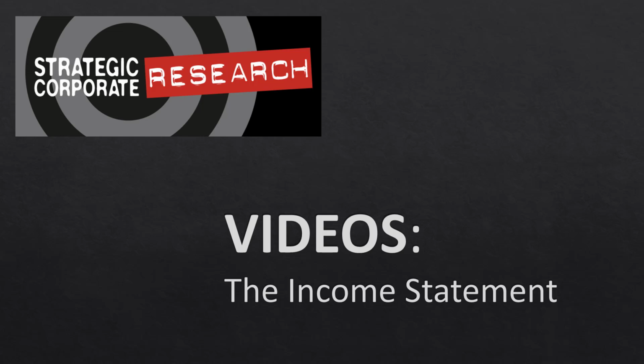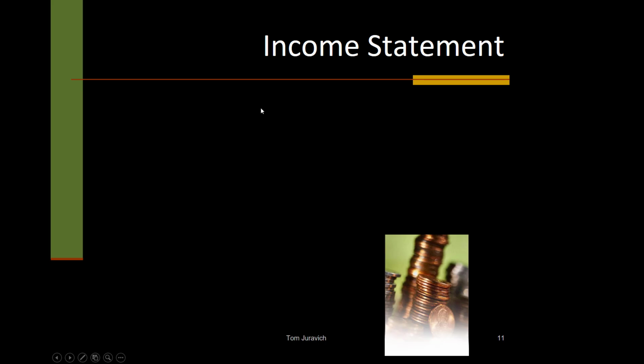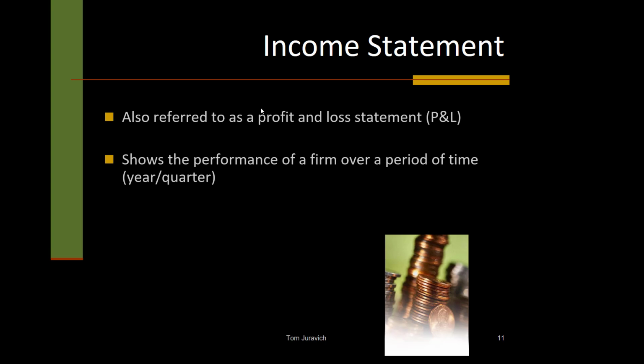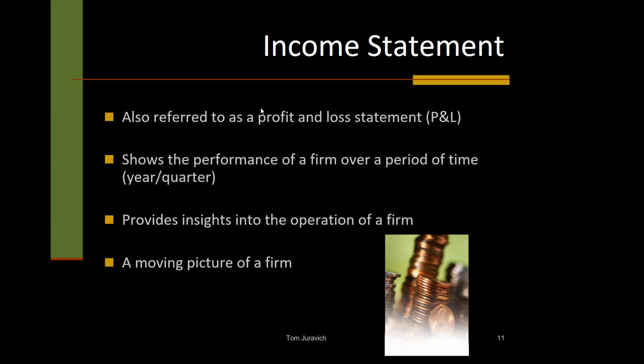So let's get started. The income statement is also called a profit and loss statement. And that's because it shows the performance of a firm over a period of time, a year or a quarter. And that way it provides insights into the operation of a firm. And many accountants refer to an income statement as a moving picture of a firm. It shows what goes on over some period of time.